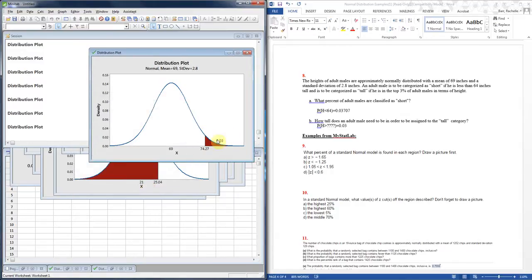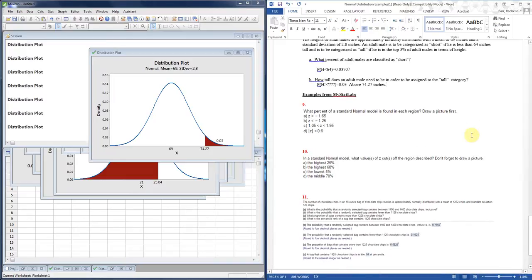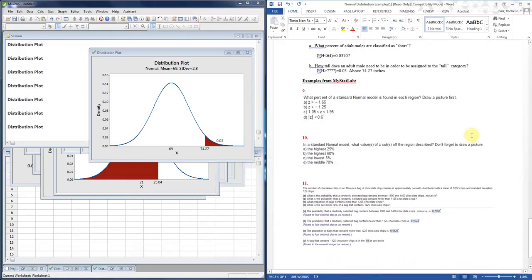All right, so above 74.27 inches. If you had written 74 inches, that's pretty acceptable as well. Okay. Alrighty.